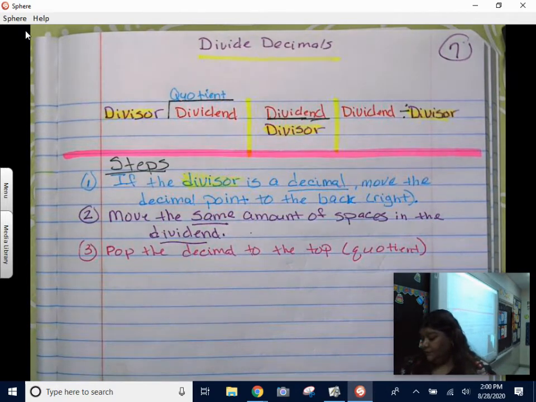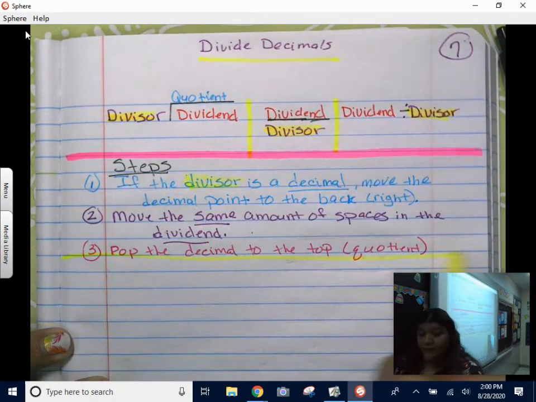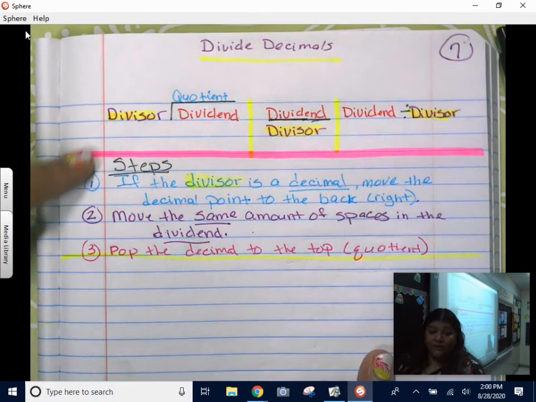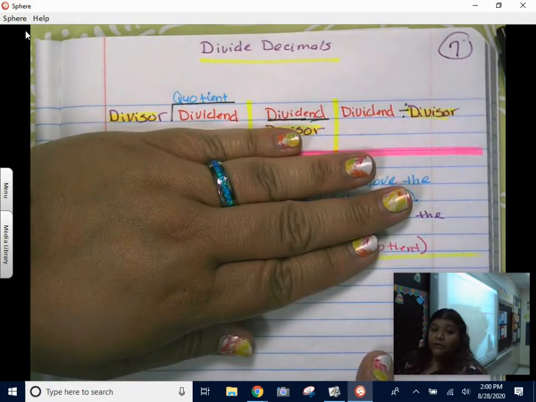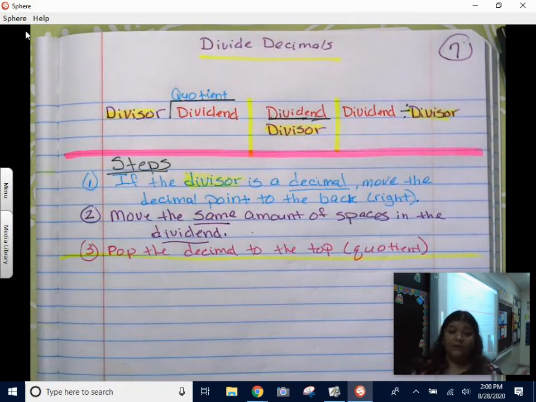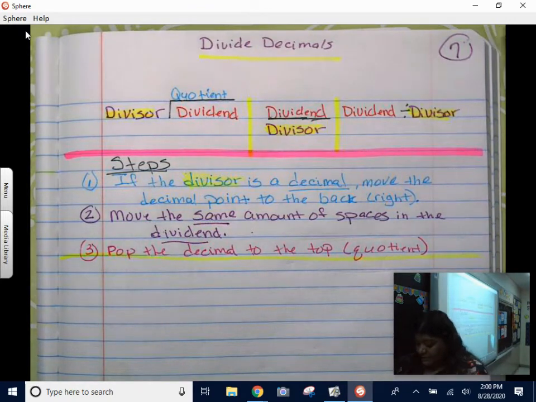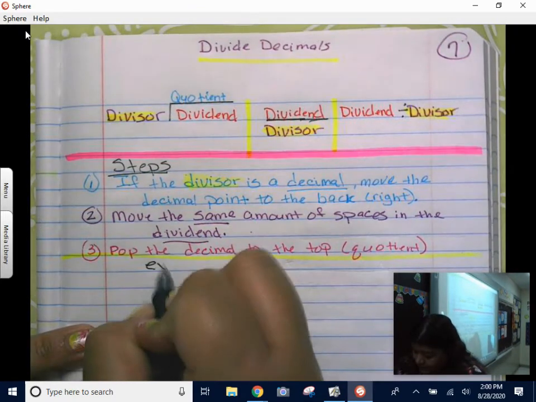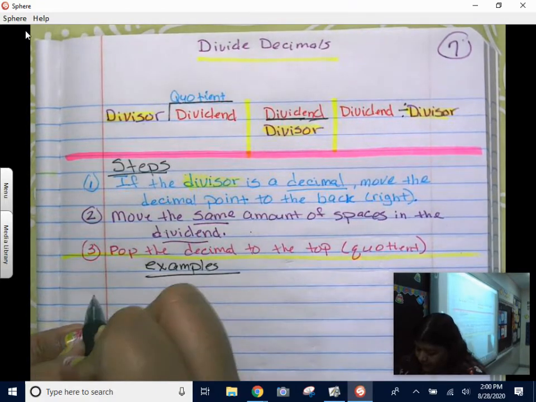Good so far? So the main thing you're looking for is, is my divisor a decimal? If your divisor is a decimal, you must follow these steps. If your divisor is a whole number, you divide normally, okay? Just go ahead and divide it out, all right? But if you have a decimal, which we're going to be doing today, we're going to have to follow these steps, okay? So let's get into our examples. And we'll do a few of them, okay?